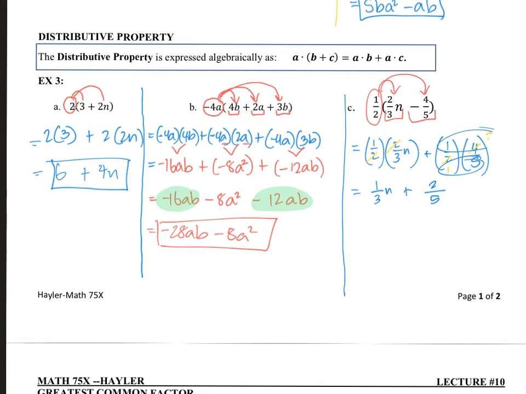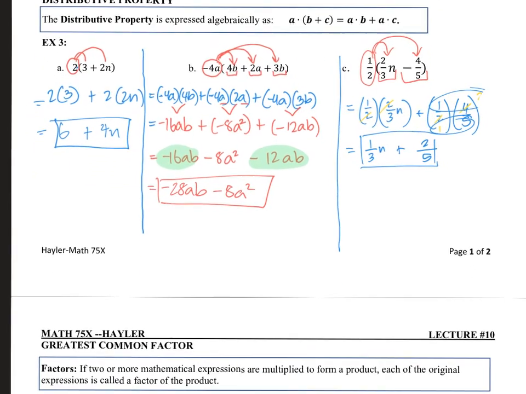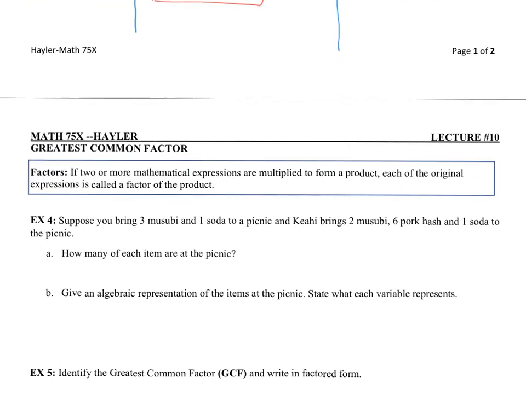Are there any like terms there? Well, we have an n, and the other one does not have a variable. So, that's it. No more like terms. Fractions are a bit complicated, but just take your time, and you'll do fine.